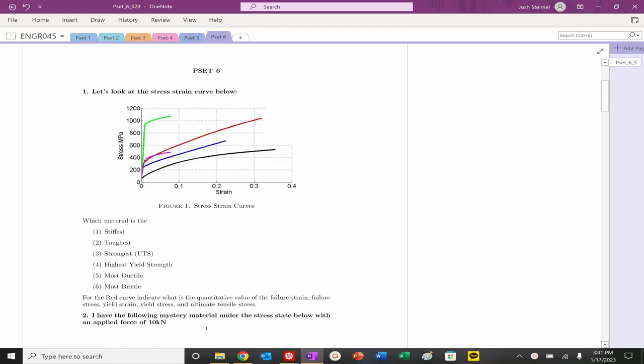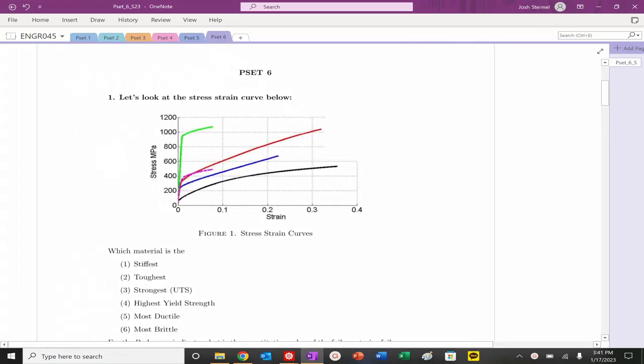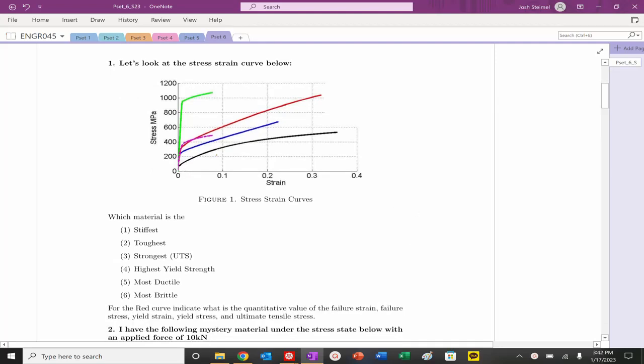All right, we are back and we are going to do our problem set 6 solutions. Which material is the stiffest? That's going to be looking at our Young's modulus. We can see probably, I would say the green. So this material here. Oh, actually, let me change my pen. And let's go ahead. So the green material, I would say, is the stiffest.